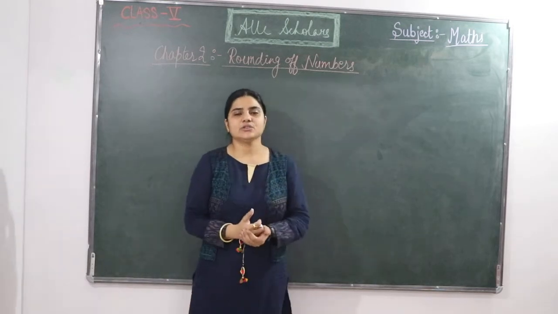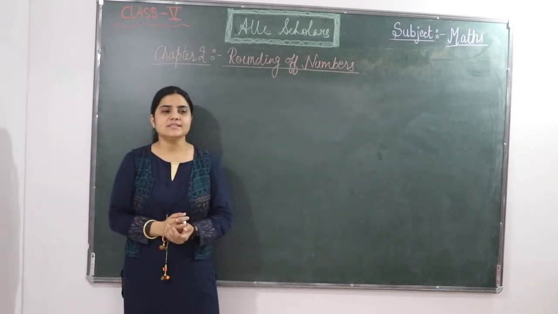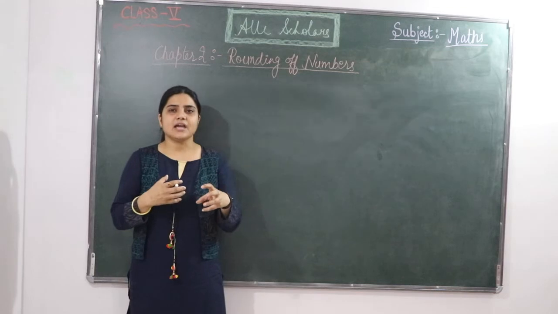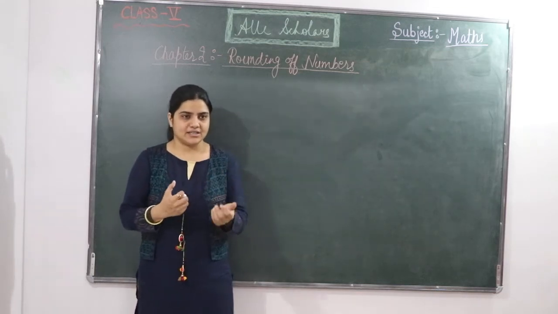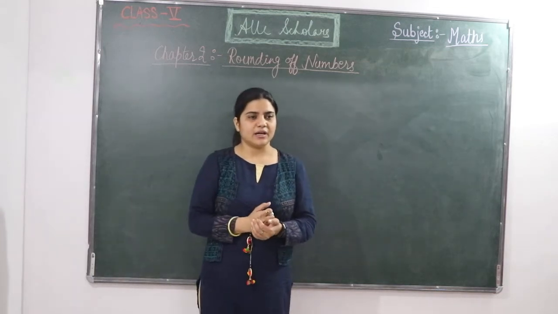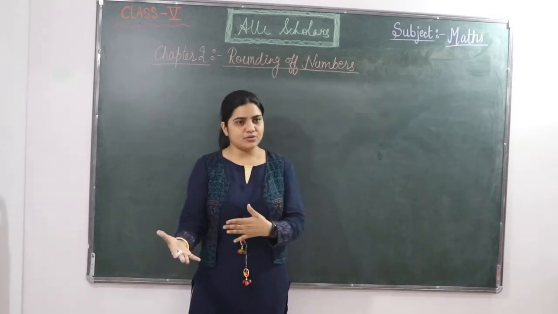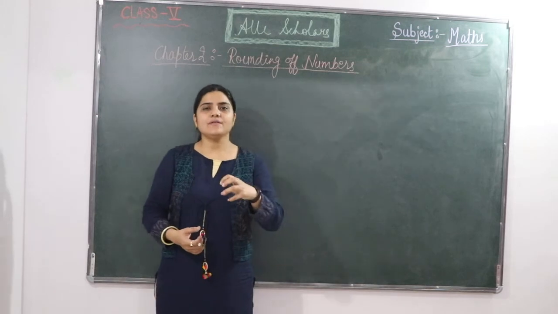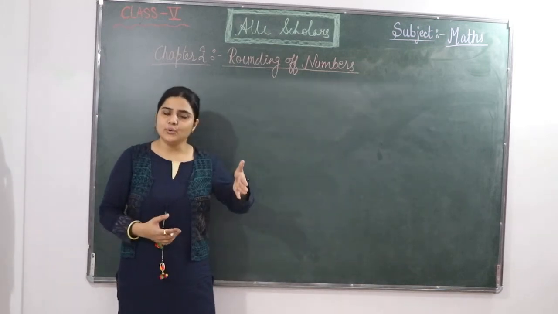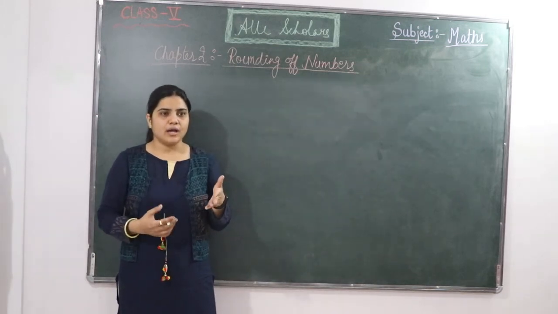Suppose somebody asks you what your weight is, you will say 40 kg. It's around 40 kg. What does that mean? Around 40 kg, it may be 41, it may be 42. So you have just rounded it off to the nearest value.